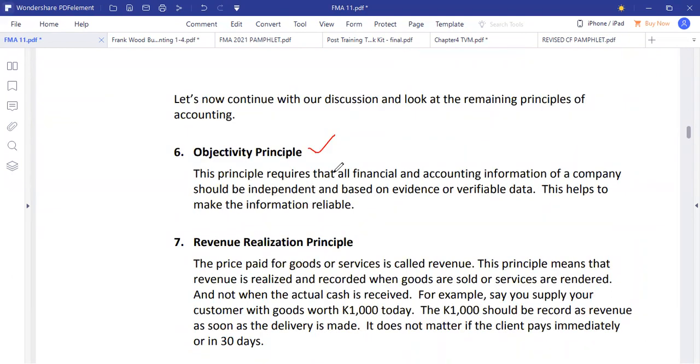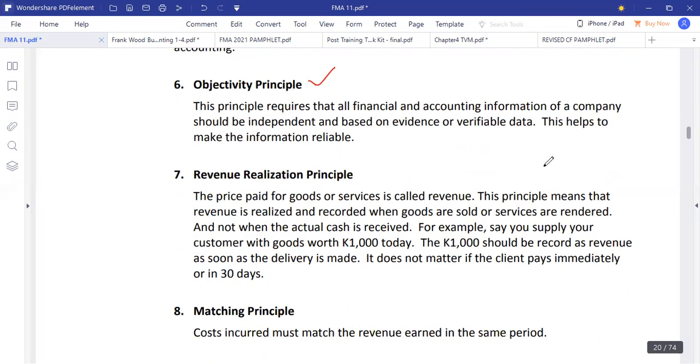When we go to the principle of objectivity, this one simply requires that all financial and accounting information of the company should be independent and based on evidence that is verifiable. Don't use assumptions. This data will help you make information that is reliable. You should be objective. All right.